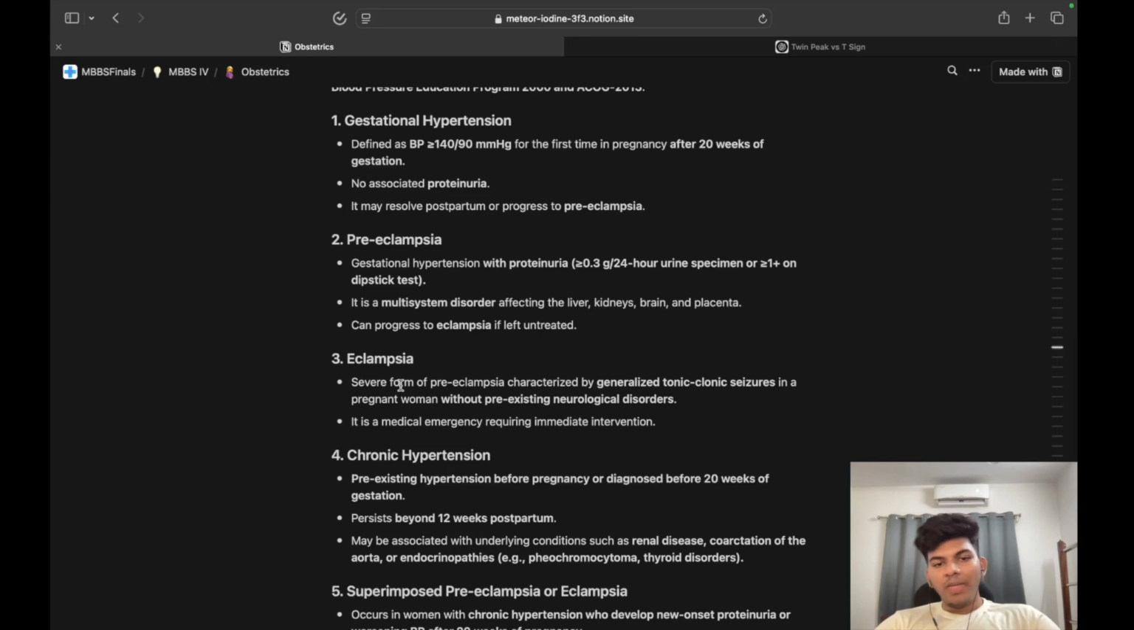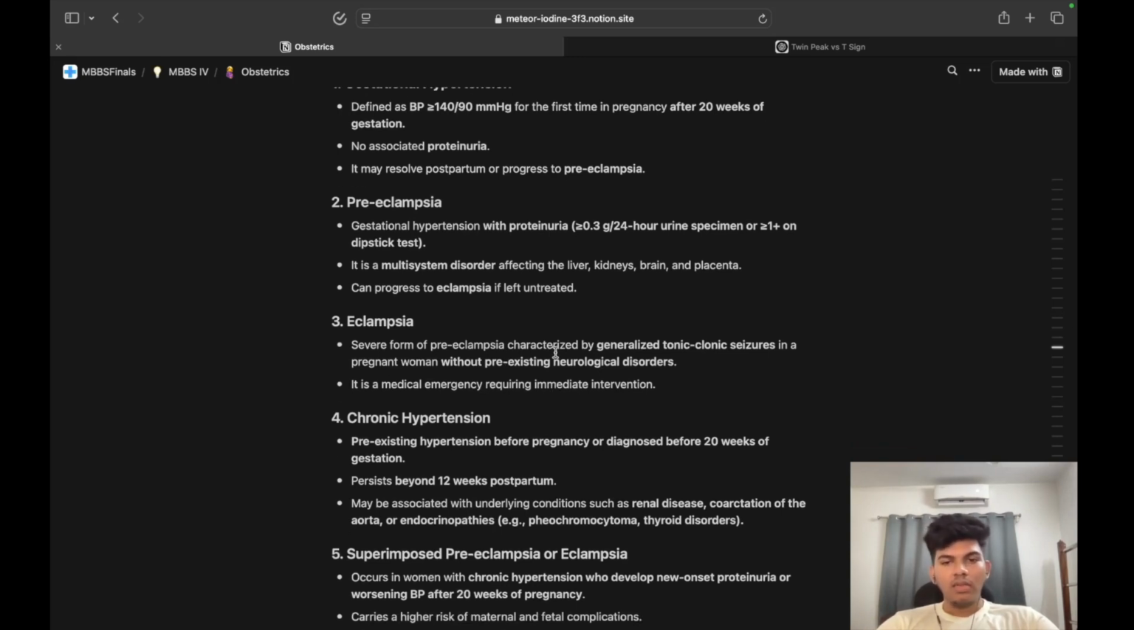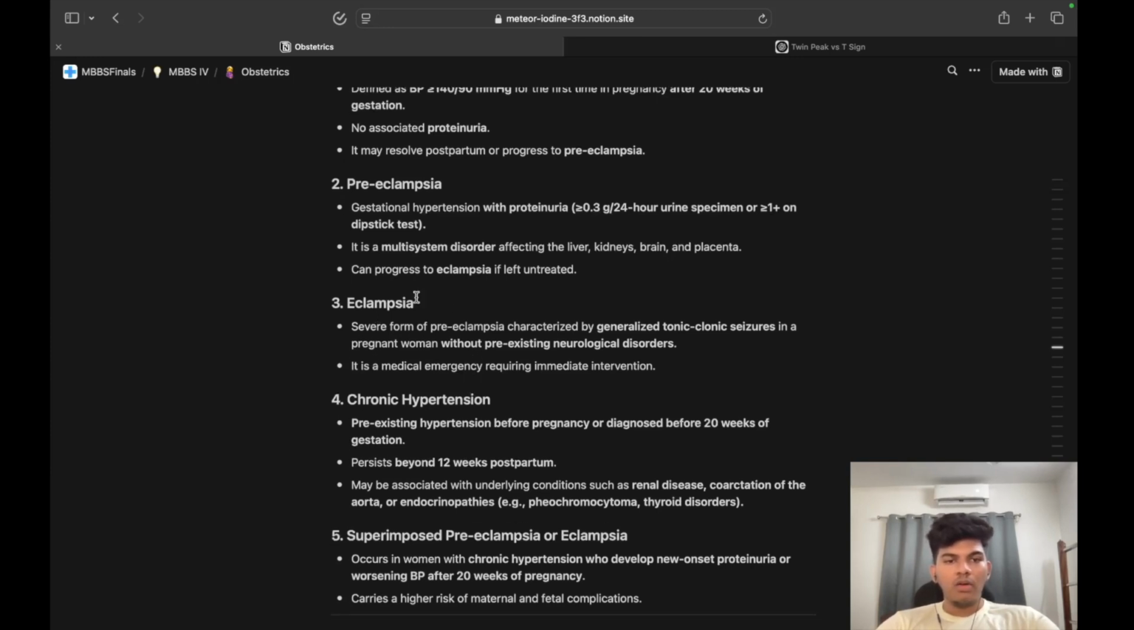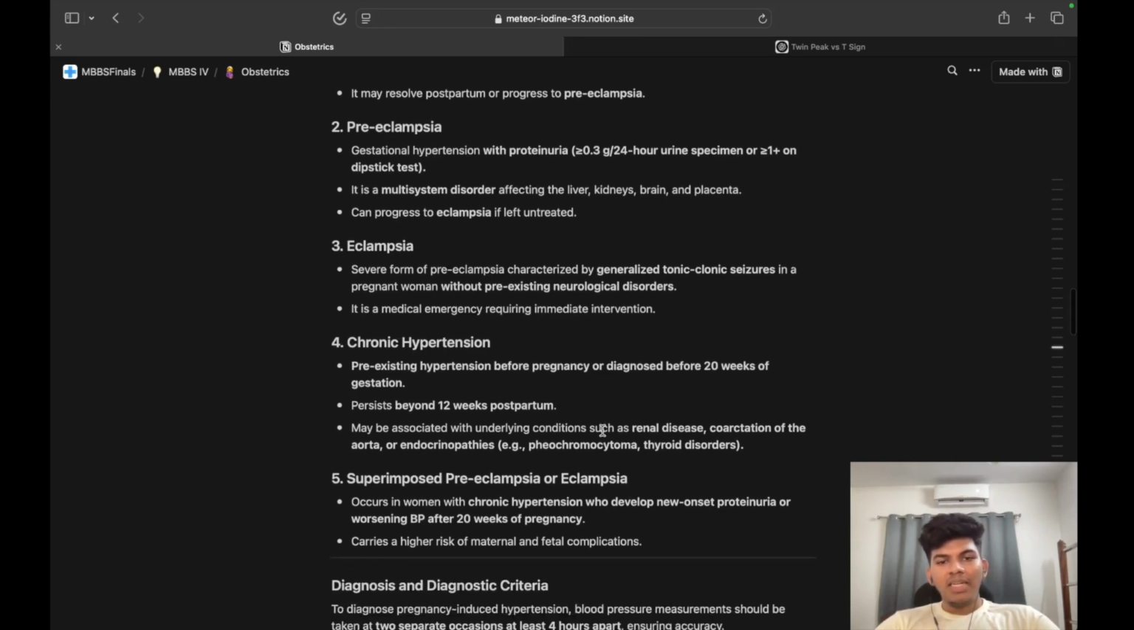Eclampsia, severe form of preeclampsia characterized by generalized tonic-clonic seizures in a pregnant woman without pre-existing neurological disorders. So, you know that most of the times if there is epilepsy, mostly it is since childhood and all of that. But if there is nothing and out of nowhere it emerges in a pregnant woman, you can think of eclampsia. It's a medical emergency requiring immediate intervention.